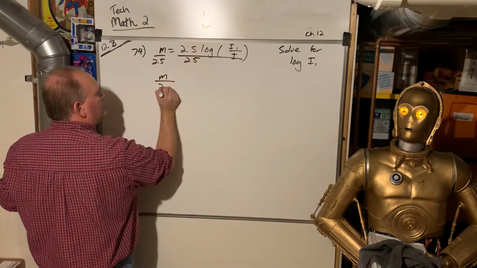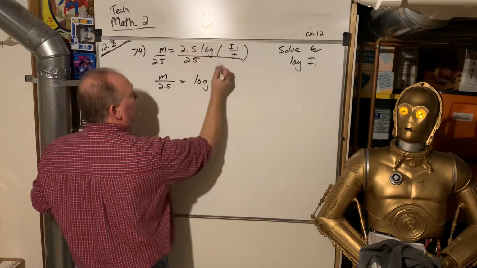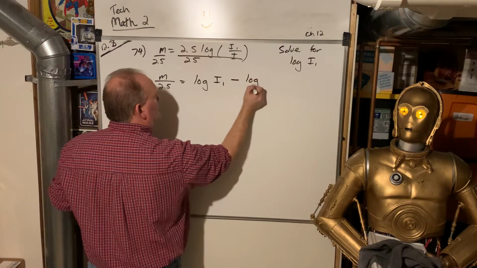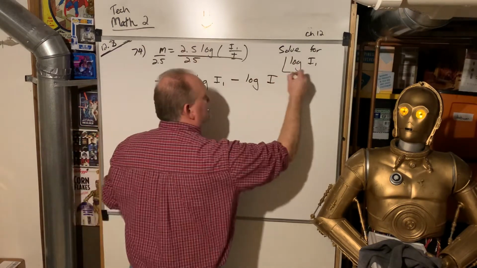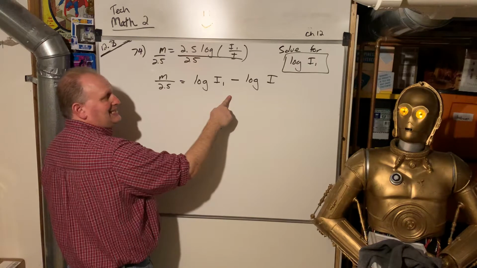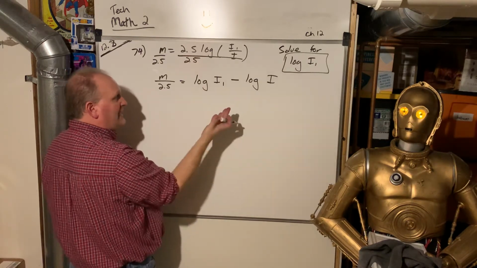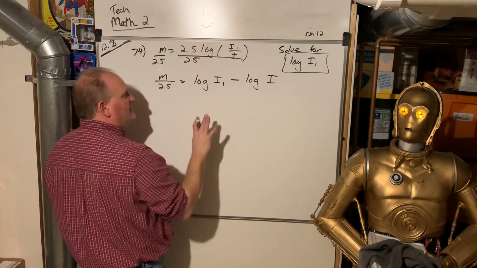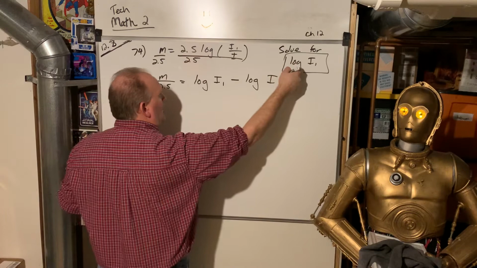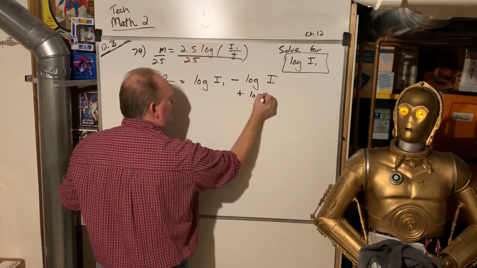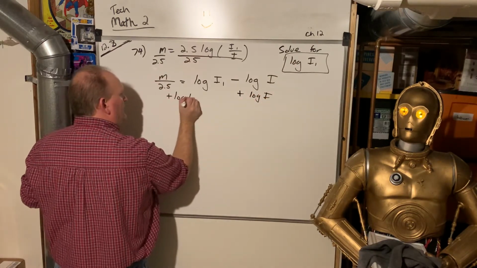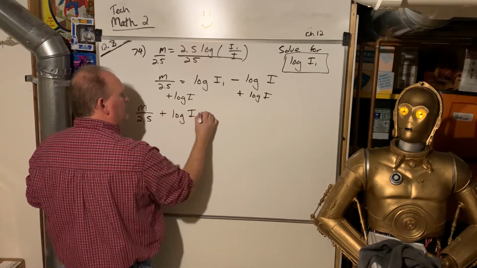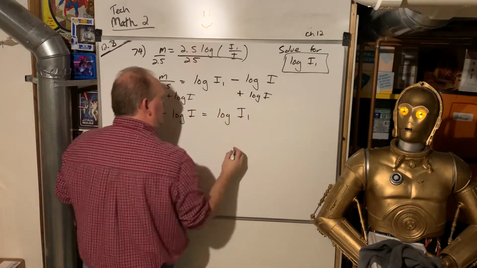So we have m over 2.5 equals log of I sub 1 minus log of I. Now they want me to solve for this. So I don't have to divide, you can't really divide out the log. You'd have to rewrite it as a base 10 in order to get I sub 1 completely isolated, but they don't want you to do that. They want it solved for log of I sub 1. So we add the log of I to both sides, and we're done. Plus log of I is equal to log of I sub 1. Done.